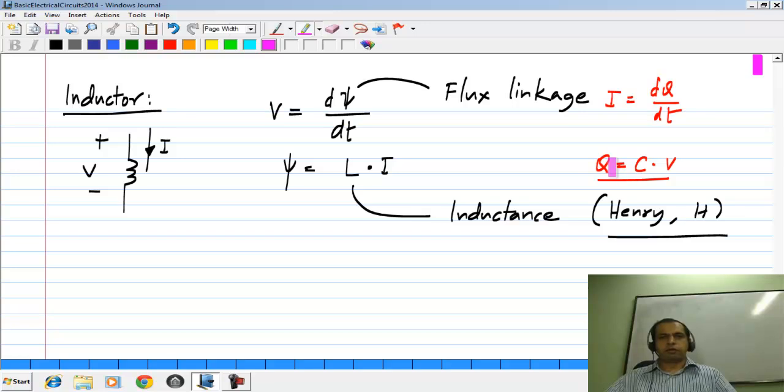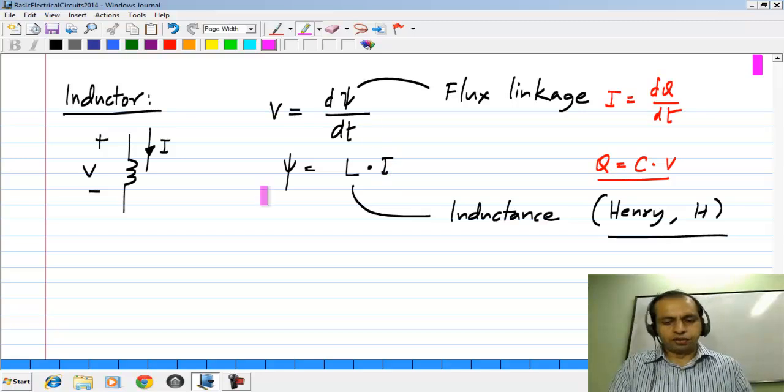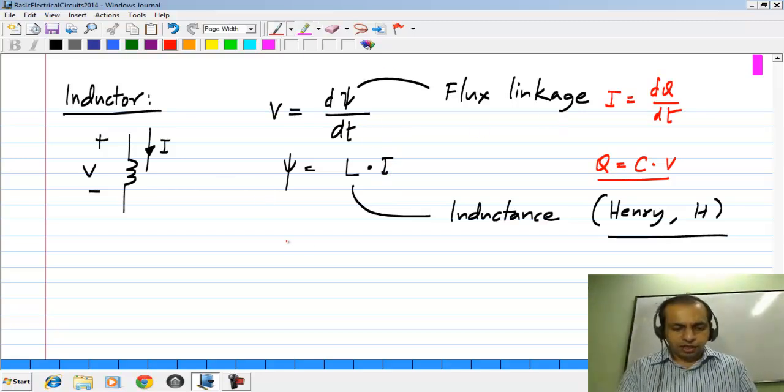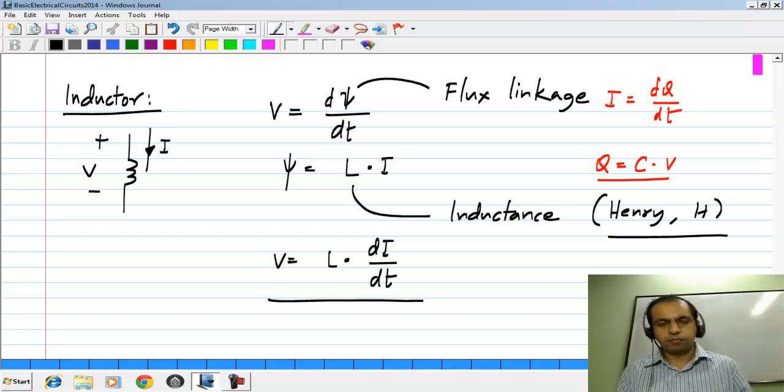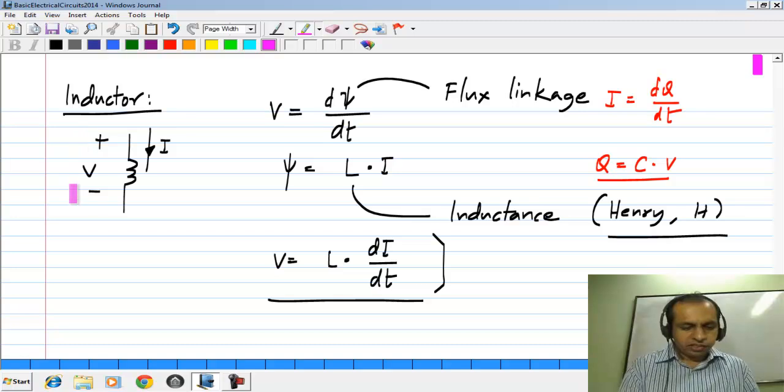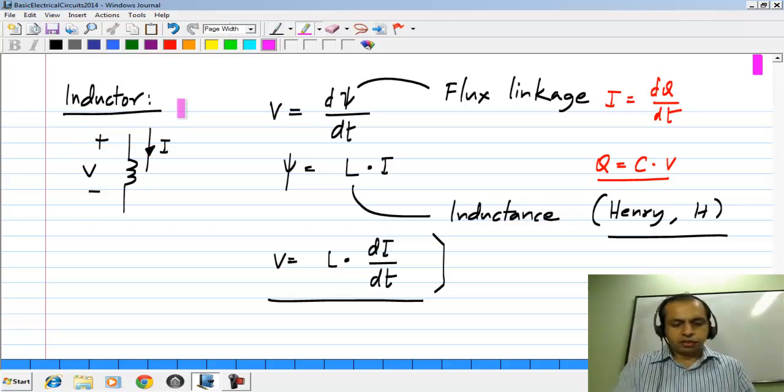But again, we don't have to go into all those complications because, as I've emphasized repeatedly, we are interested only in the terminal characteristics. Okay. So that is the relationship between V and I, and for that we can eliminate this flux linkage and get a relationship which is V is L, the inductance, times the rate of change of current. Okay. So this is the defining relationship of an inductor, where again V is defined with this polarity and I with that polarity. Okay. So the inductance, as I mentioned earlier, is measured in henries.